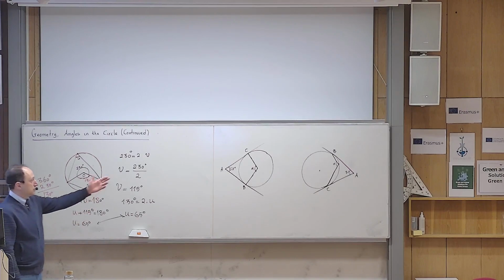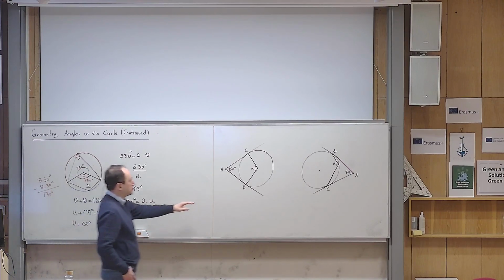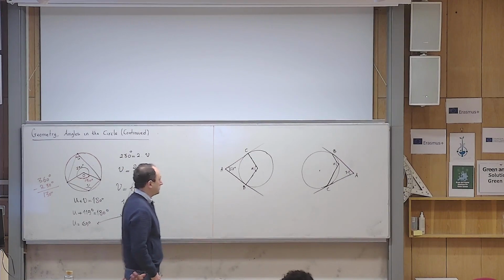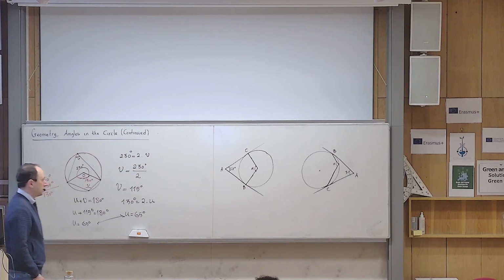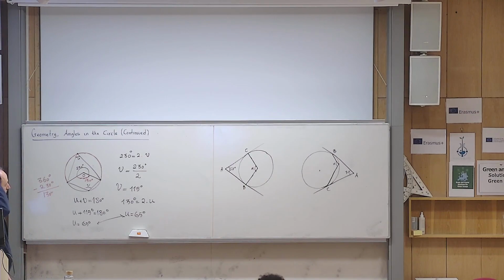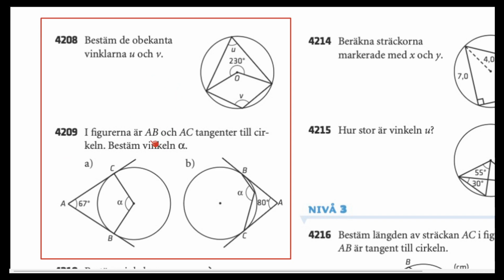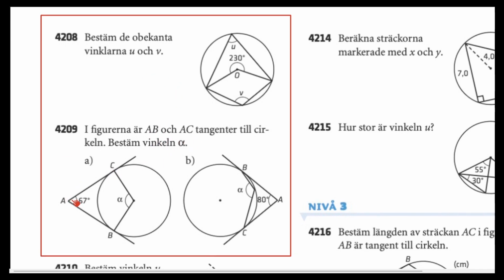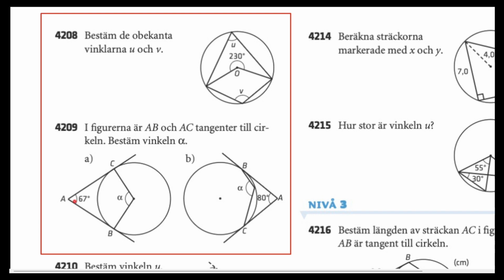Now I want you to concentrate again. Everyone concentrate here. Might be this looks a little bit simpler. So you see this AB and AC are tangents. This is a tangent line. Tangent means it touches the circle, does not cut it.